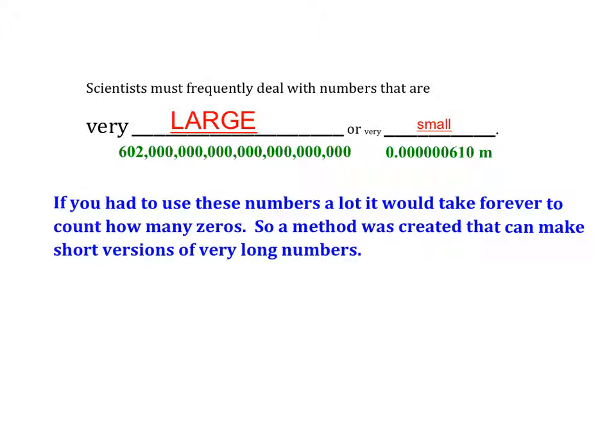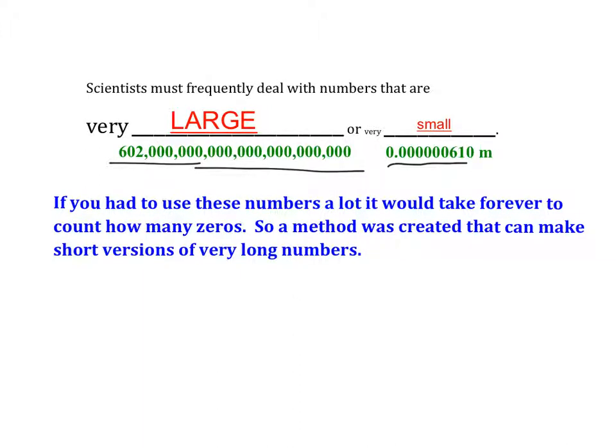Okay, on to the actual scientific notation stuff. So, scientists must frequently deal with numbers that are either very, very large, like that huge number you see. This number right here is actually a really important number in chemistry. We'll talk about it later. It's something called Avogadro's number. So we frequently deal with numbers that are very, very big or very, very small. I mean, you see all those zeros there. That's a very, very small number.